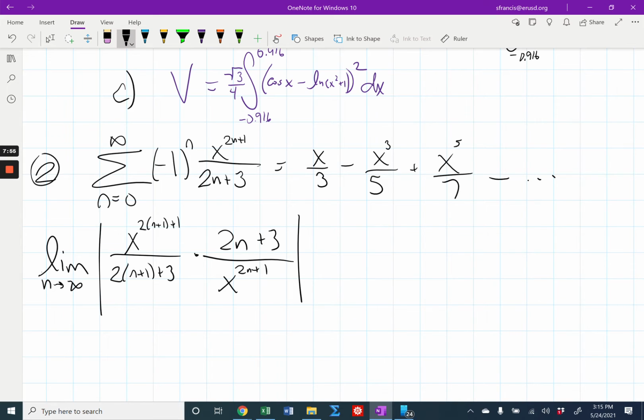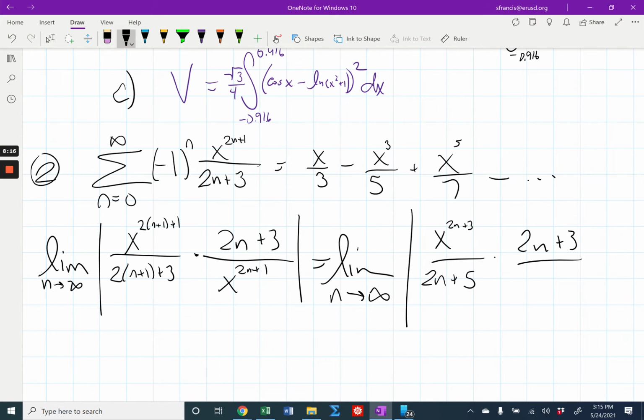Now the rest of this is just a bunch of different algebra, simplifying arithmetic. Let's simplify the exponent here. If I distribute the 2, I get 2n plus 2 plus 1, so 2n plus 3. Down here, we're going to end up with 2n plus 5. I got 2n plus 3 here, and I got x to the 2n plus 1 here. So some of you made some mistakes in simplifying, so don't do that.